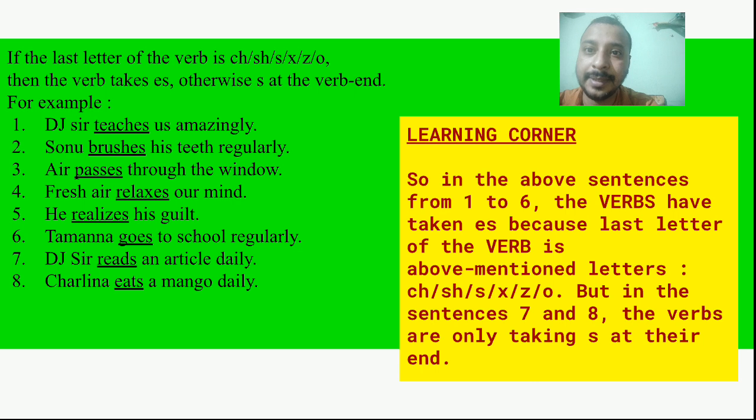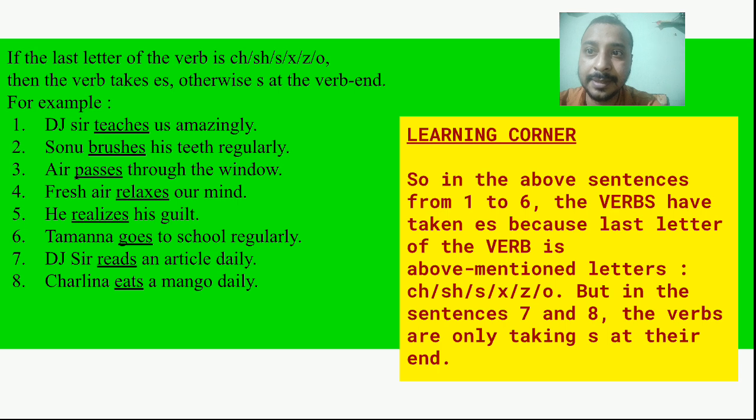For example, I have given my example. DJ sir teaches us amazingly. So here the main verb is teach, T-E-A-C-H, and the last letters are CH. So if there is CH, ES. Yeah, then: Sonu brushes his teeth regularly.